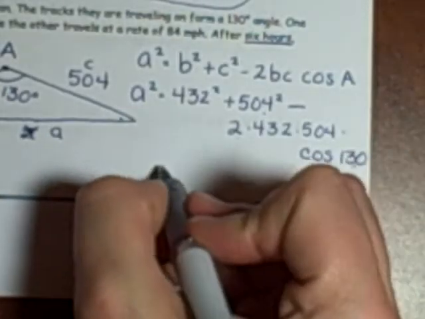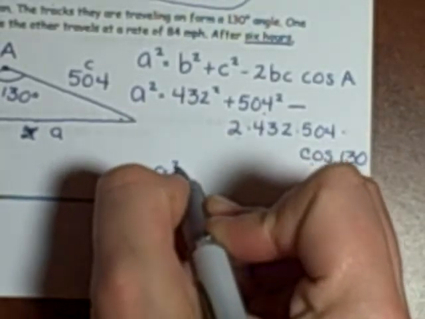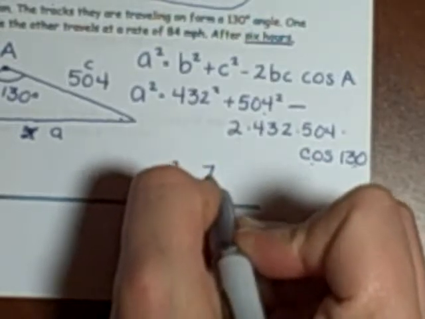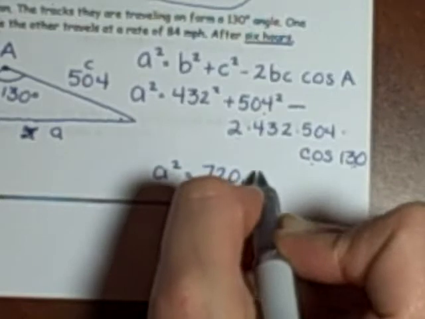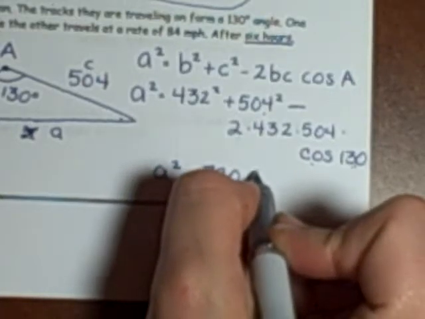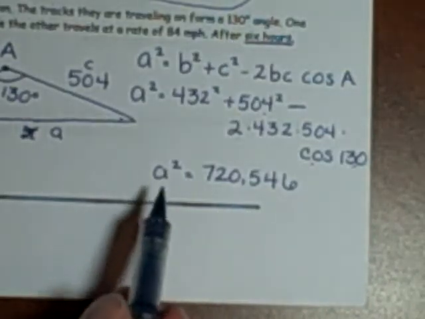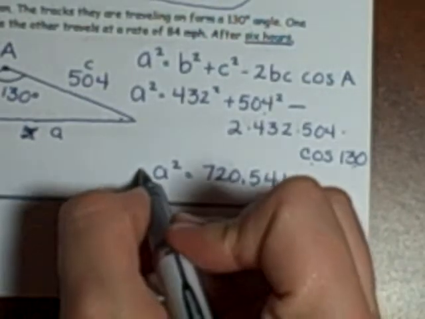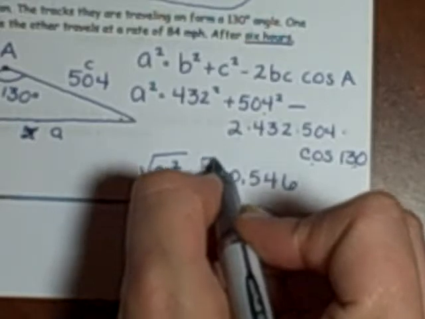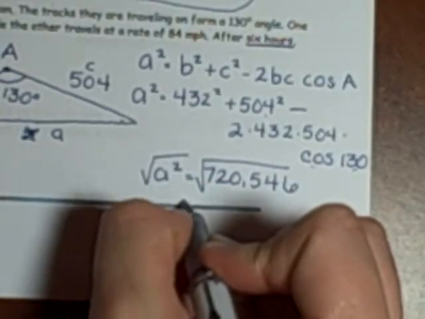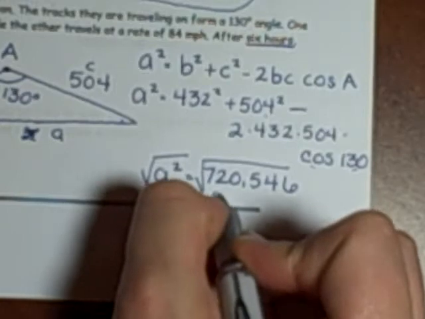Whew, I end up with a big number. That's to be expected. So I get a squared equals 720,545.7. So I'm just going to go 546. Now remember that equals a squared. So I still have to take a square root of that. That's why that number came out so huge. I'm going to take a square root of that answer. And I end up with about 848 miles.